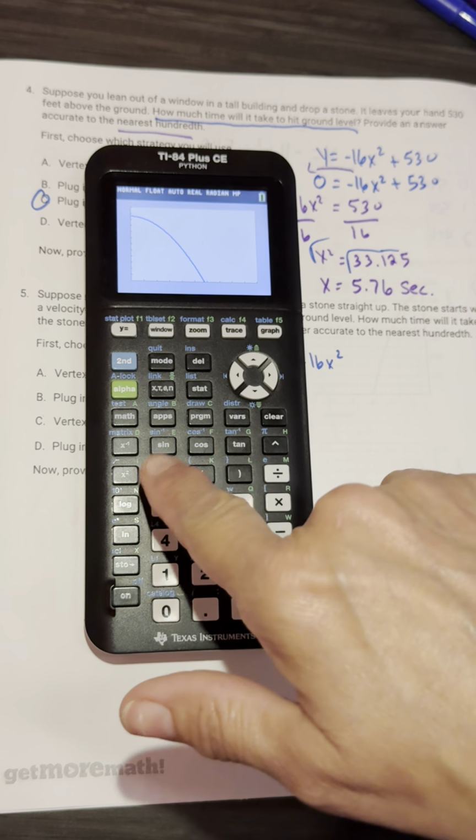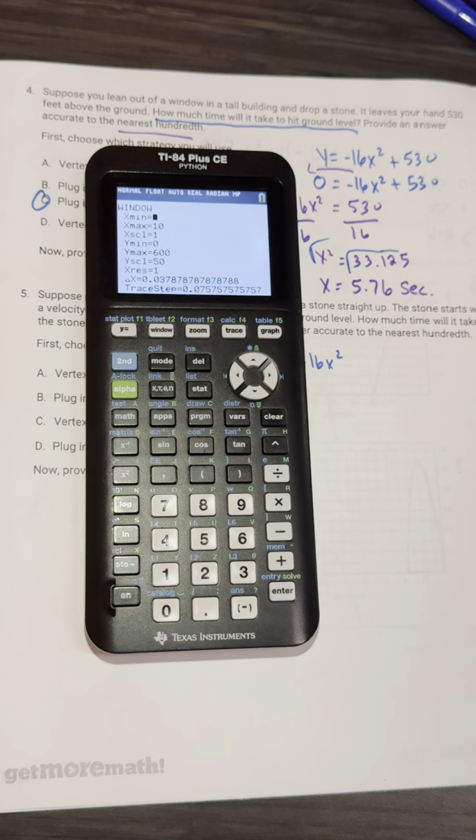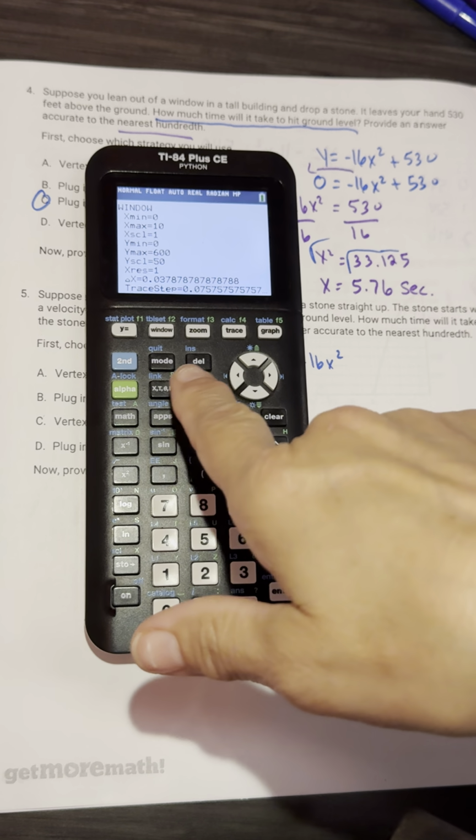So graph it. My window is 0 to 10 because I don't need negative. I don't have negative time. And then my y, I have 0 to 600 because that covers most of the problems. And then my scale's at 50. So at 50, I have 12 tick marks, so 2 for every 100. You don't want 600 tick marks. It will make your calculator do circles.